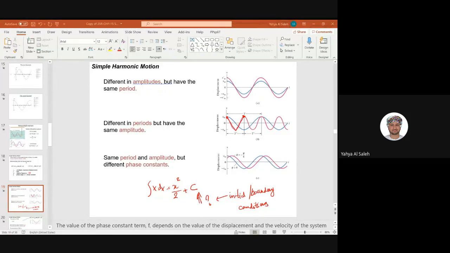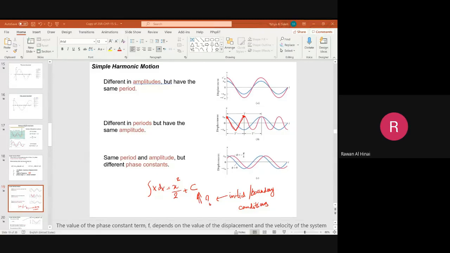We have the exact same function with the exact same time period, with the exact same frequency, with the exact same amplitude. Everything is the same, but it seems like someone is pushing it in a direction to the left or to the right. Okay, and this is what we call a phase constant. It is literally a constant difference between two identical functions.